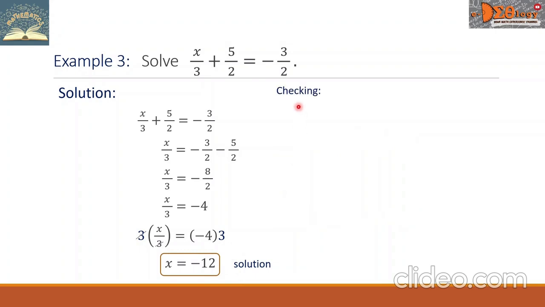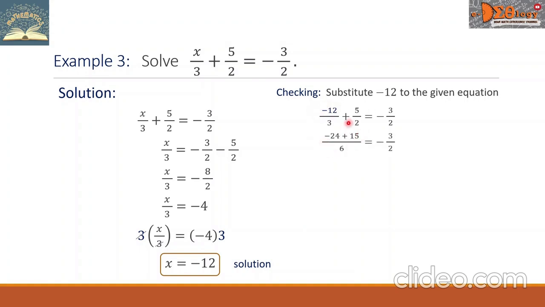Now let us check. We substitute negative 12 to the x value in the given equation. So it becomes negative 12 over 3 plus 5 over 2 equals negative 3 over 2. Let us simplify the left side. We can use the butterfly method. Negative 12 times 2 is negative 24, then plus 3 times 5 is 15, all over 3 times 2 is 6.